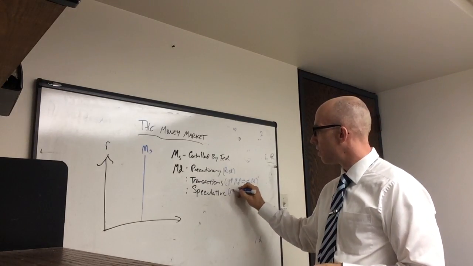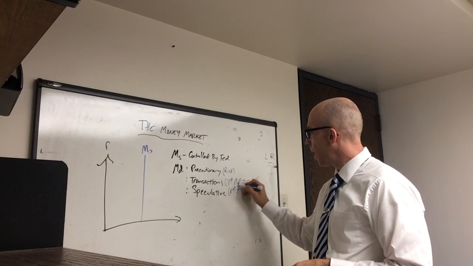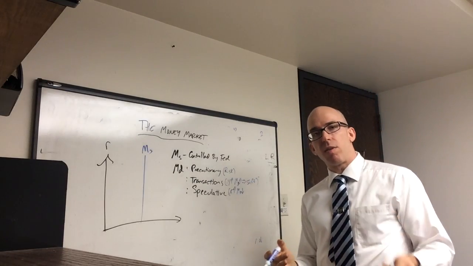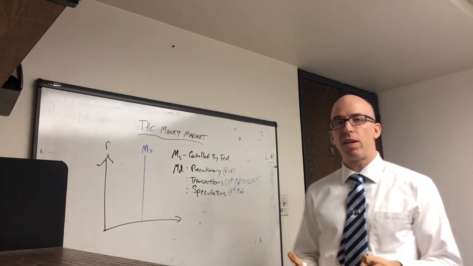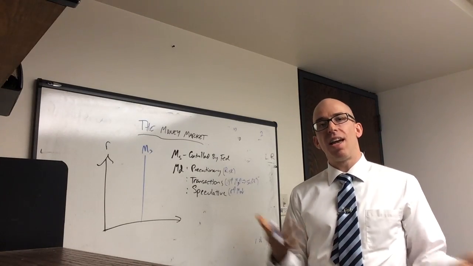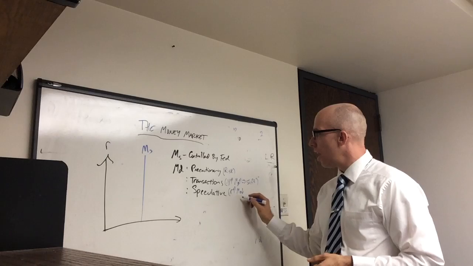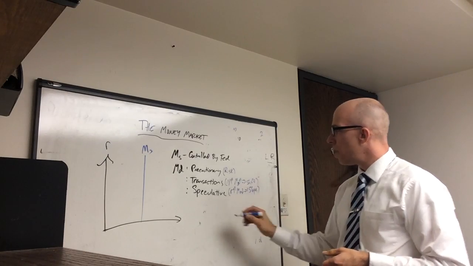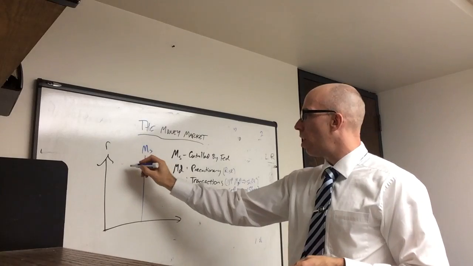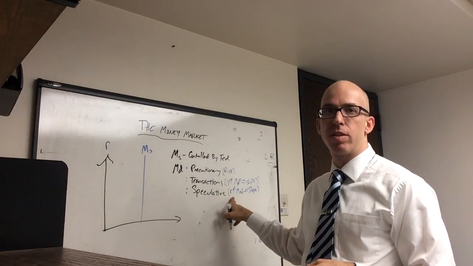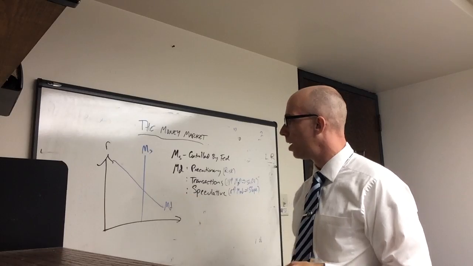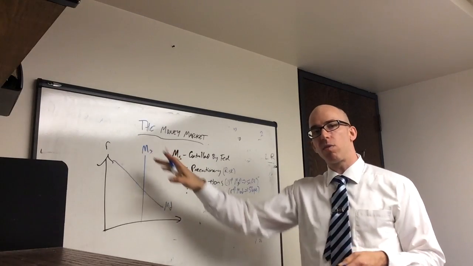Speculative demand basically says if R goes up, money demand goes down. All right? In other words, if interest rates are high, there's a higher opportunity cost. People will hold more bonds and less cash. And so this is basically the slope. If you were to draw it, a higher interest rate means lower money demand. Lowering the interest rate creates higher money demand. You're going to have a downward sloping curve.